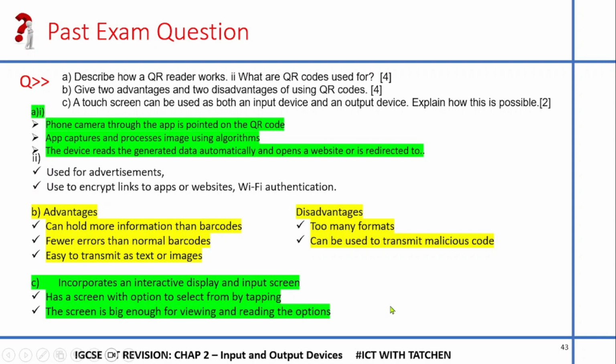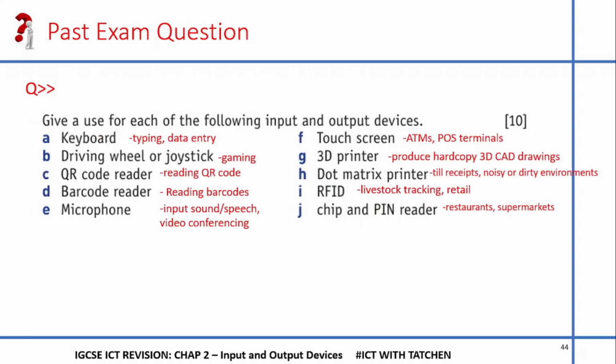The screen is big enough for viewing and reading options, so that's the duality of a touch screen. The next question now, still end of chapter 2 question. Give a use for each of the following input and output devices.